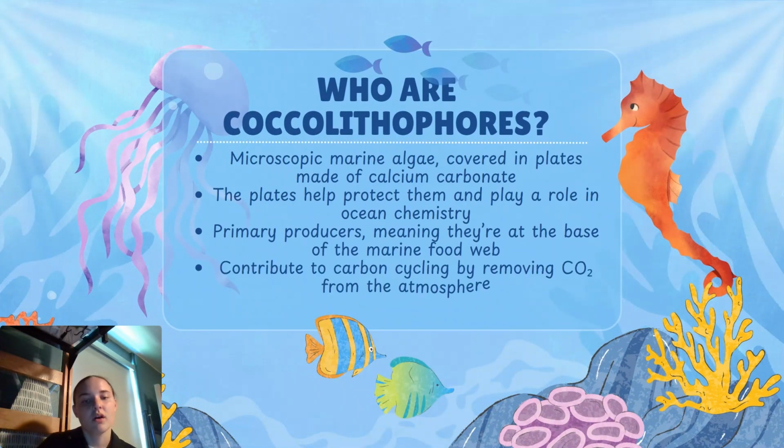Now let's go into who coccolithophores are. They are microscopic marine algae covered in plates made of calcium carbonate, and the plates help them and play a role in the ocean's chemistry. They are primary producers, meaning they're at the base of the marine food web, and they contribute to carbon cycling by removing CO2 from the atmosphere.